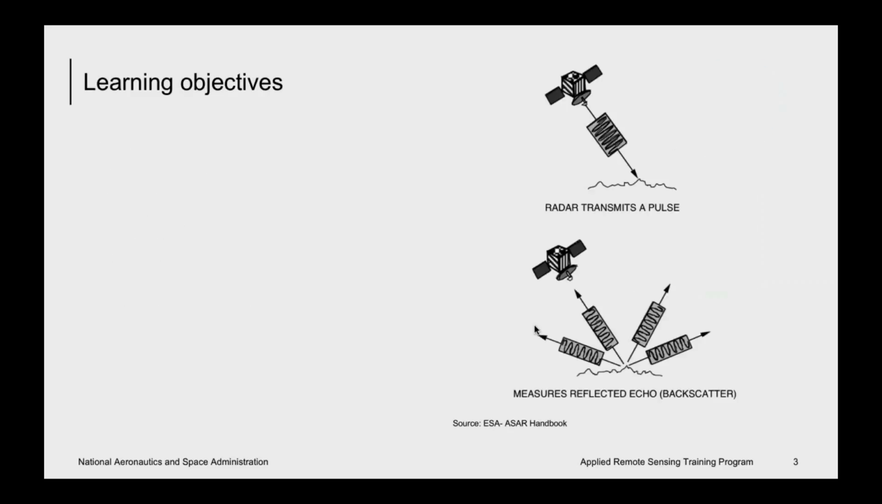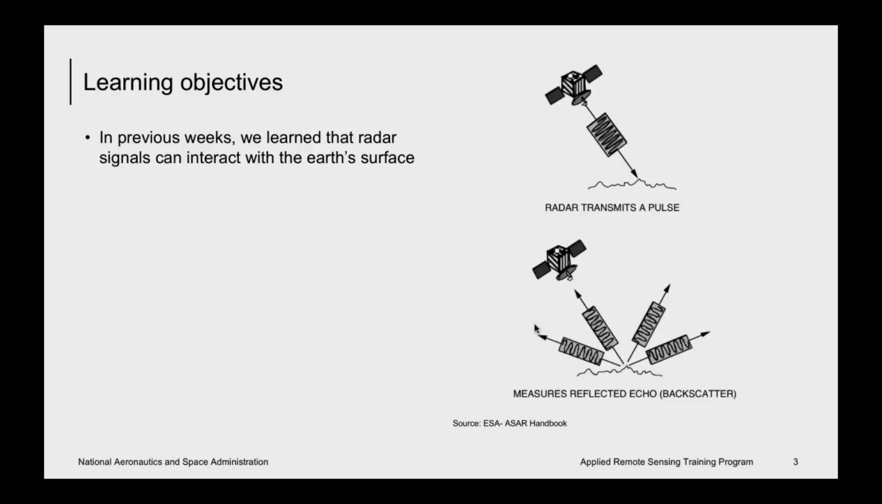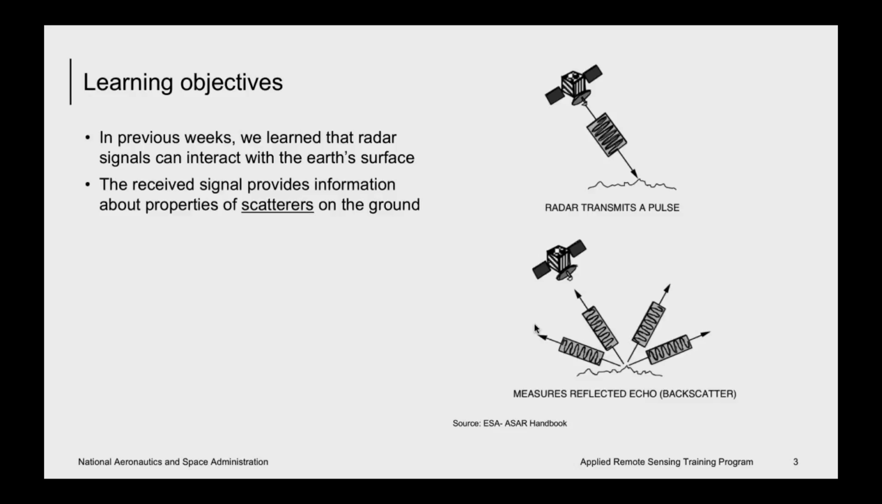So what are our learning objectives today? We saw from session one and session two that radar signals can interact with the Earth's surface. So essentially, the radars illuminate targets on the ground, and then they record the received energy that's also called backscatter. The received signal provides information about properties of targets on the ground or scatterers. And more information is gained by studying different polarization. By illuminating the targets with waves of different polarizations, we learn more about the target's physical properties.